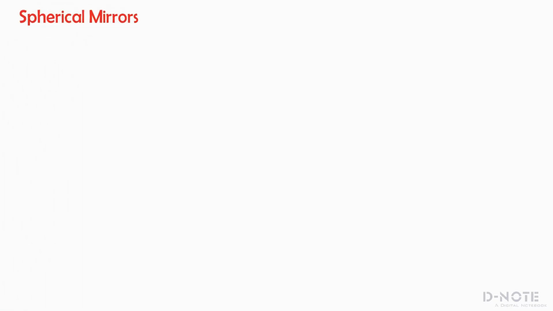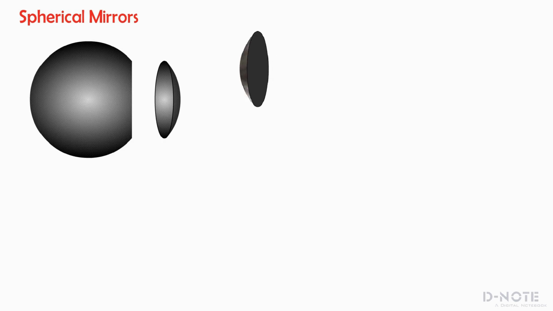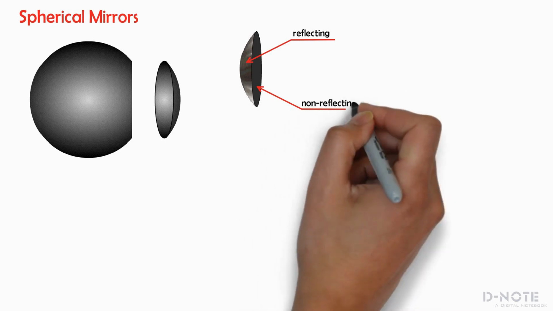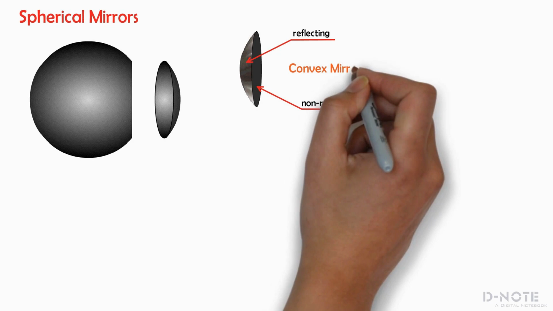Spherical mirrors. Consider a hollow sphere as shown here. Cut a small section of it. Now, if the outer surface of this section is made reflecting and the inner surface is made non-reflecting as shown, then we call it the convex mirror.